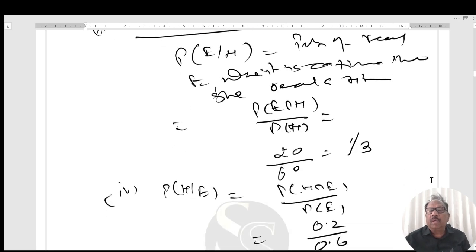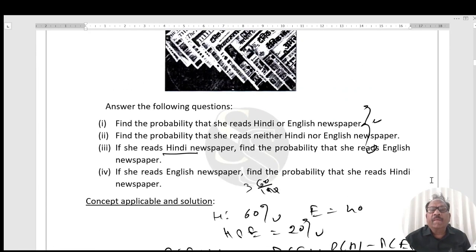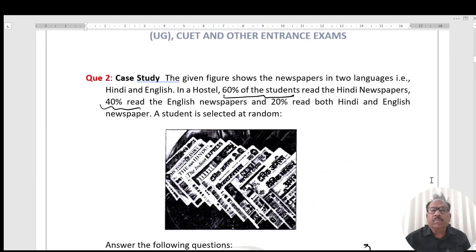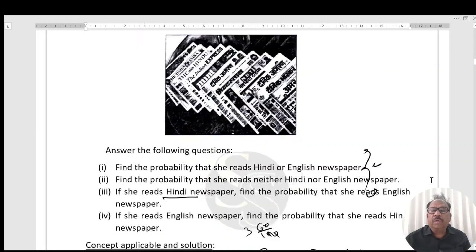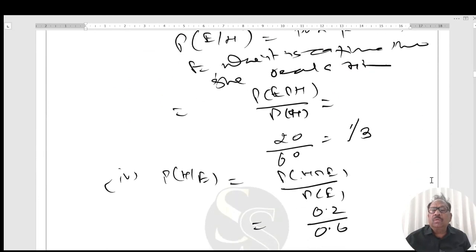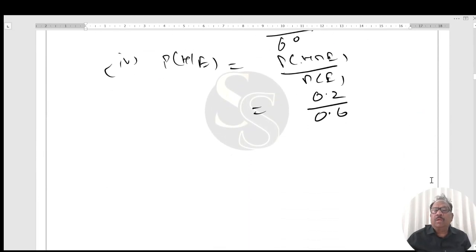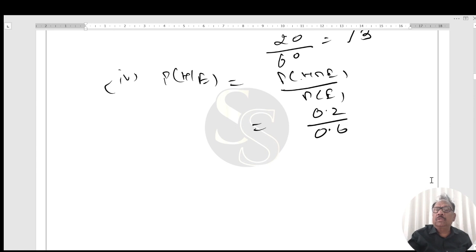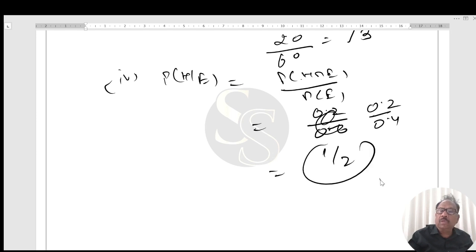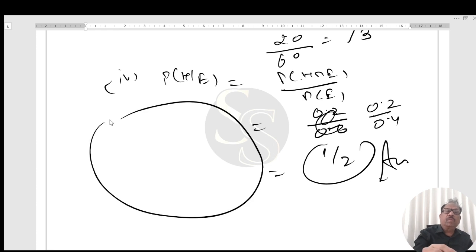0.4 is not P(E). P(E) is 40, so taken as 0.4. Is it 0.2 divided by 0.4? That is 1 by 2. That is the answer. Now in this case, I will revise the things.